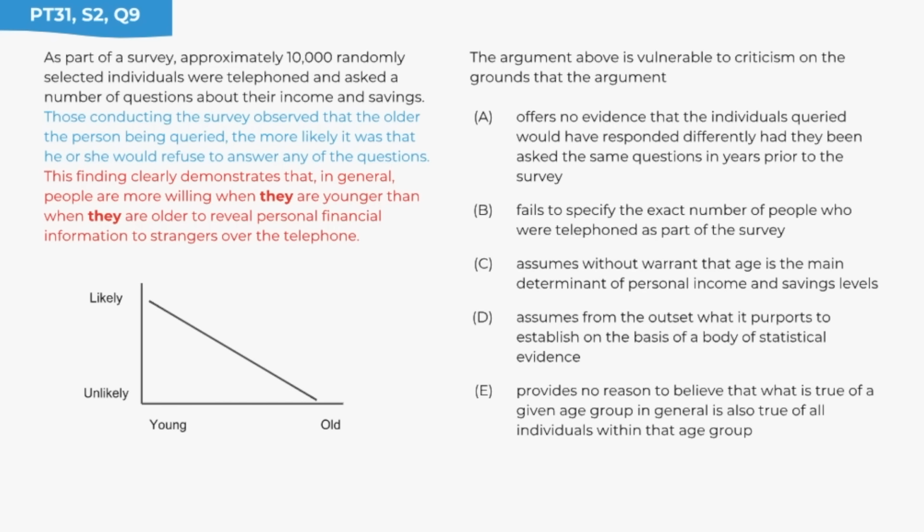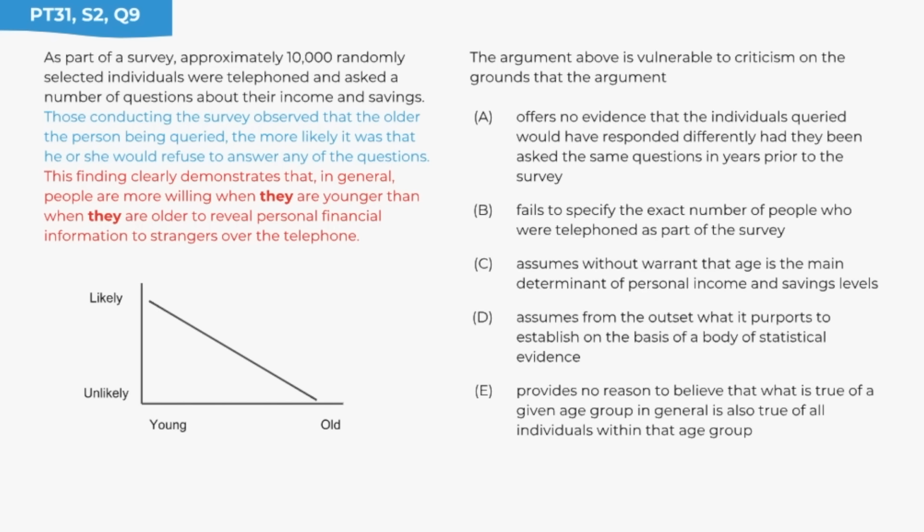So when we look at the answer choices, answer choice A says that it offers no evidence that the individuals queried would have reported differently had they been asked the same questions in years prior to the survey. So, it's hard to say exactly what that means or how that relates, but it does seem like it's talking about one individual at two different points in time. That would be an answer choice that I would hold on to and just keep and see if anything else shows up that's better.